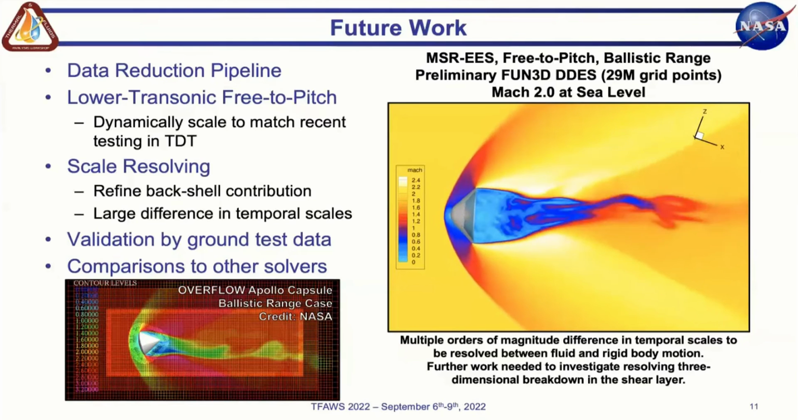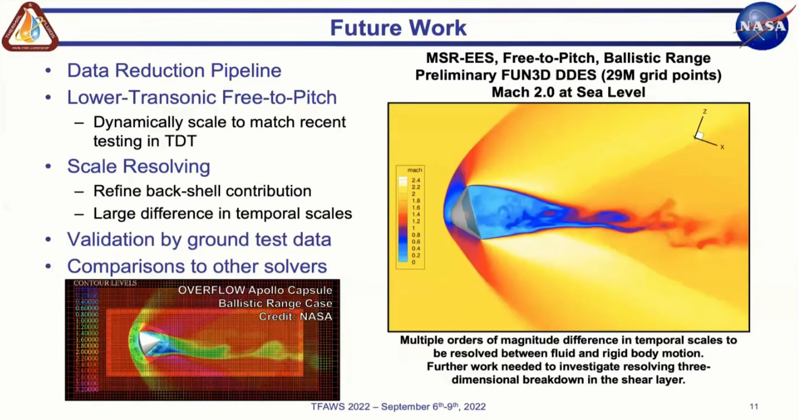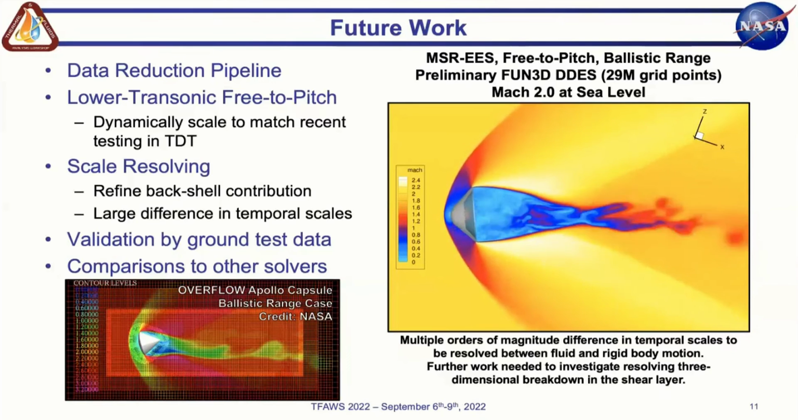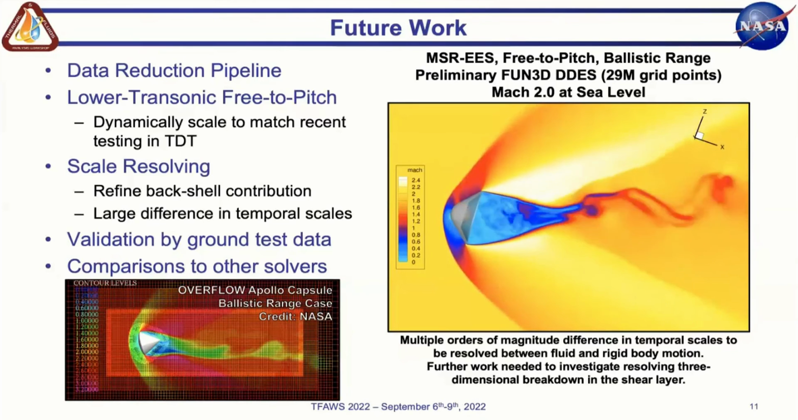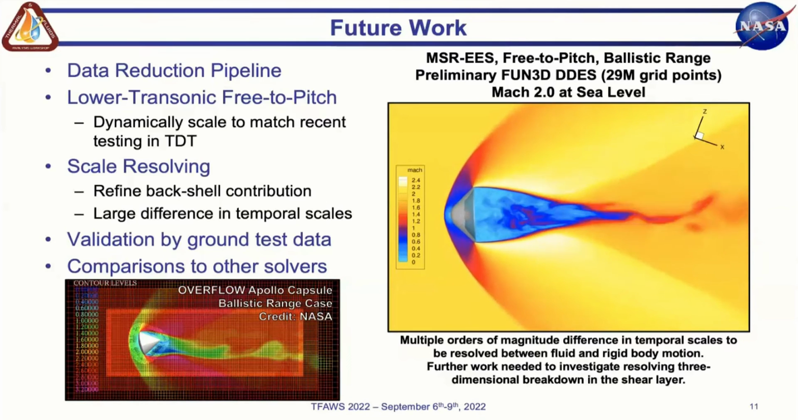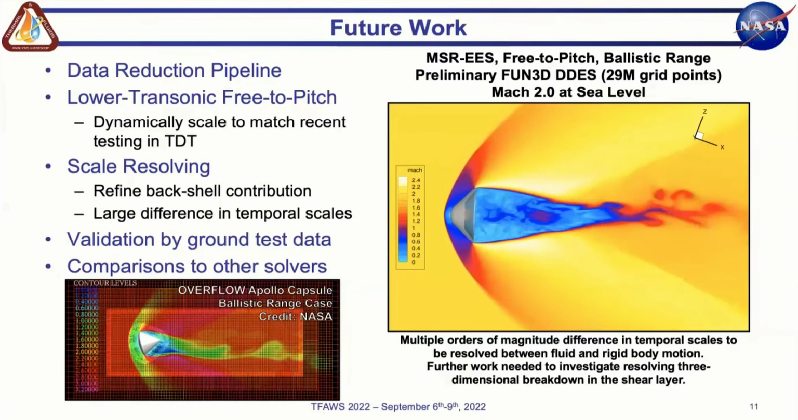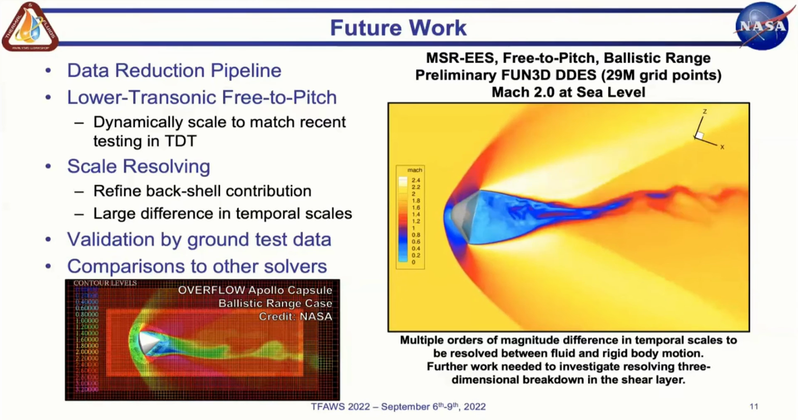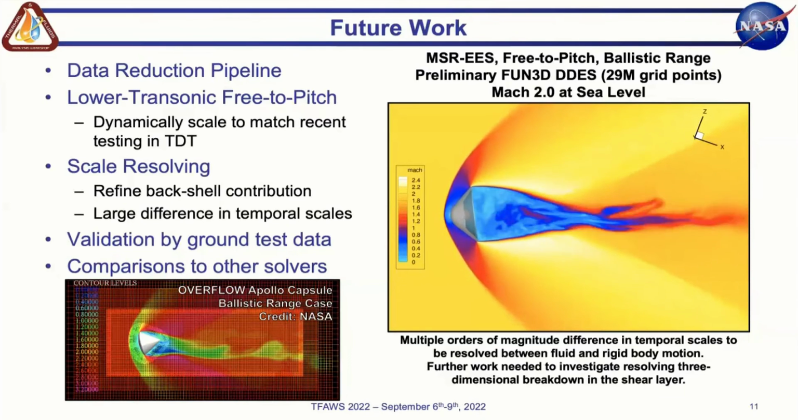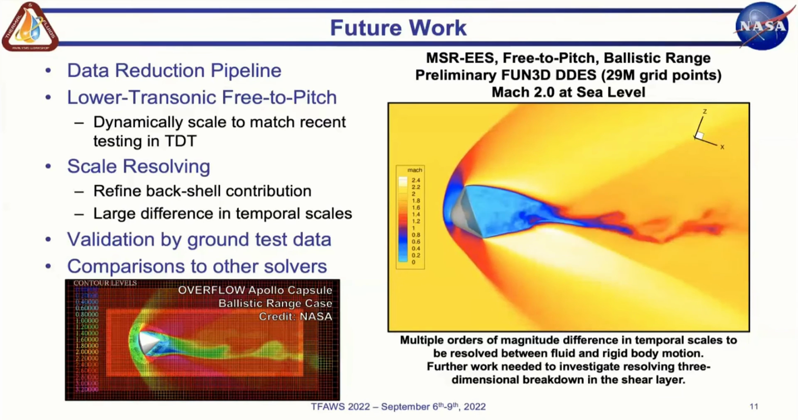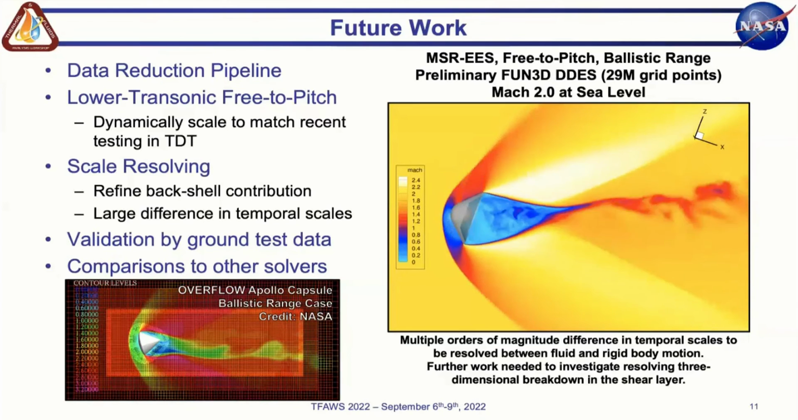However, there is an issue with the large temporal difference in scales that we have to deal with in those situations. An example of this is the video on the right, which is the EES at the same Mach 2 condition as the prior slide. We're running with a DDES model, and as you can see, there's a large difference in the scales that are occurring in the aft wake compared to the body motion itself. And so this is really a huge hit on the computational intensity of the simulations.